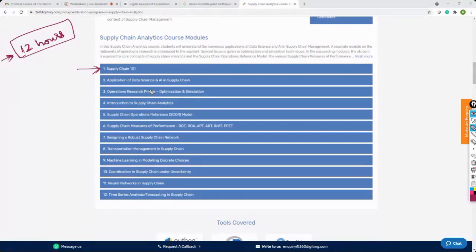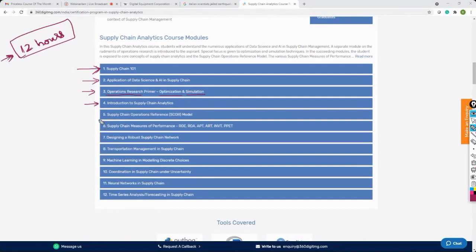Since we have already discussed a few of the applications of data science and AI, we will not touch upon that. For any analytics projects that you work upon, or I would say the majority of analytics projects, you need the background of operations research. So we will briefly touch upon optimization and simulation. I'll do a few use cases and show you. And then we will get into supply chain analytics.